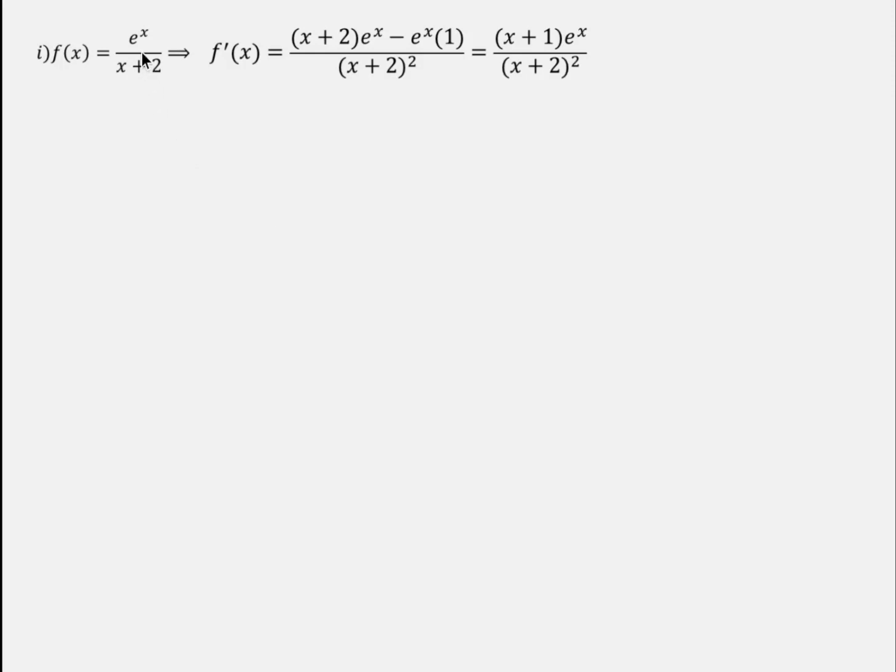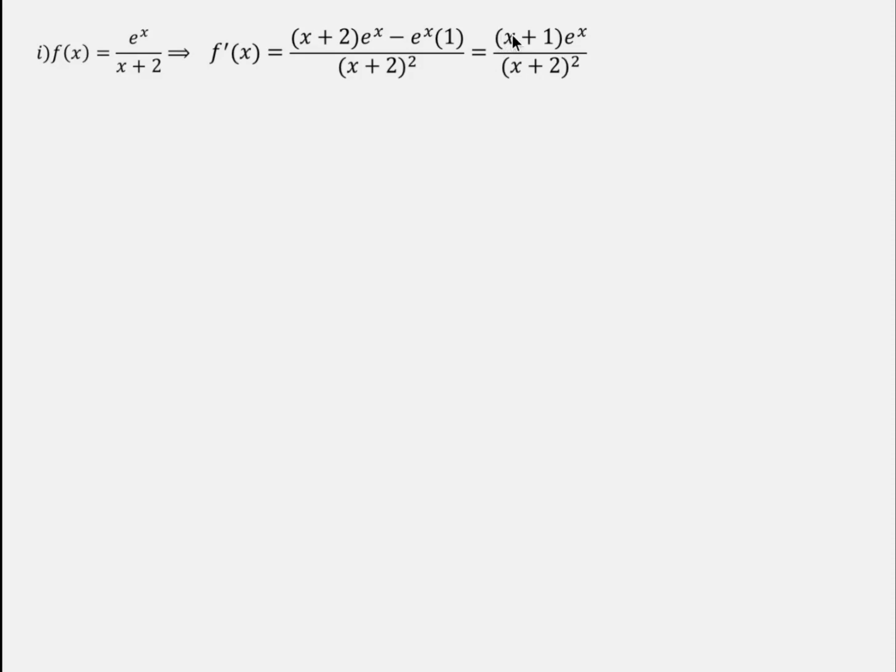f of x being a quotient, we have to use the quotient rule to differentiate, and we start by multiplying the denominator by the differential of the numerator. So we get x plus 2 times e^x, which is the differential of e^x, minus the numerator times the differential of the denominator. x plus 2 differentiated gives 1, all that over the square of the denominator. So we get x plus 2 all squared at the denominator.